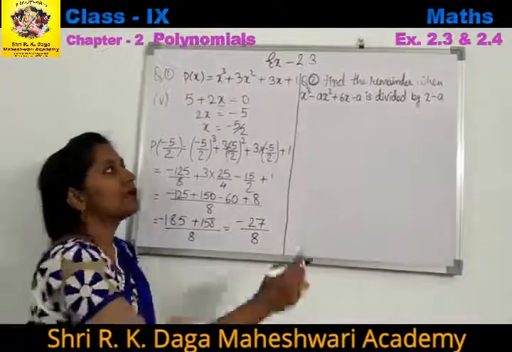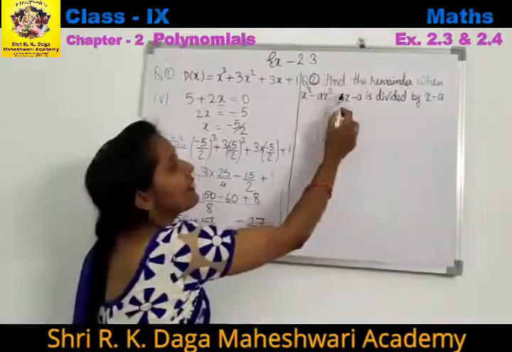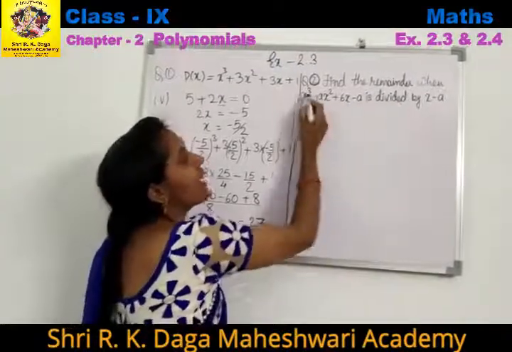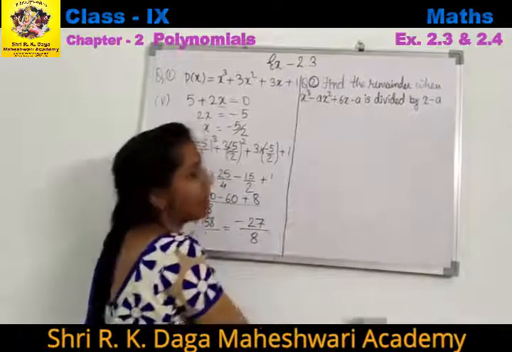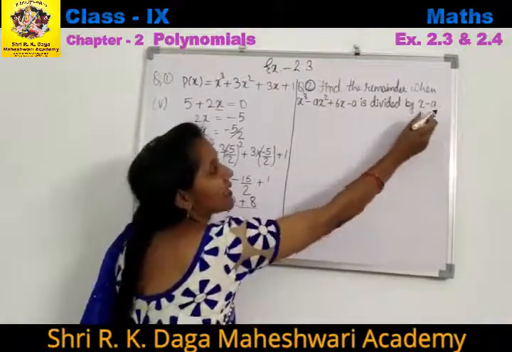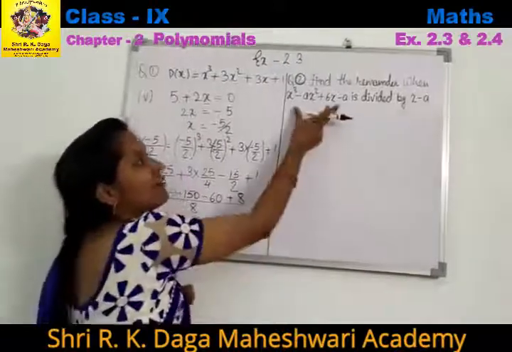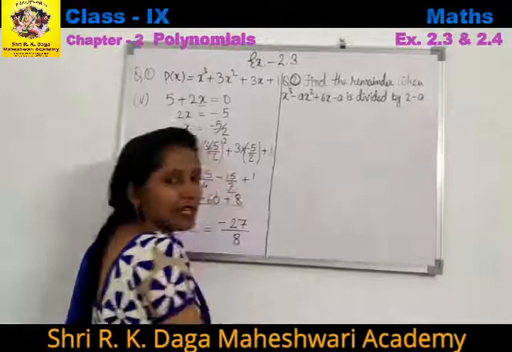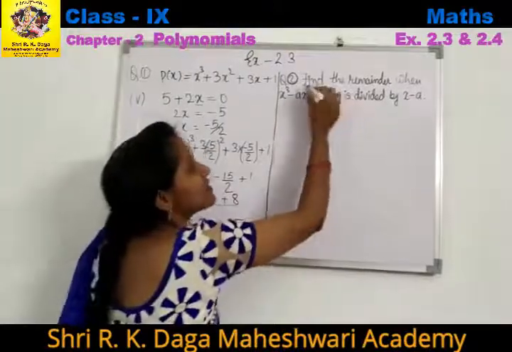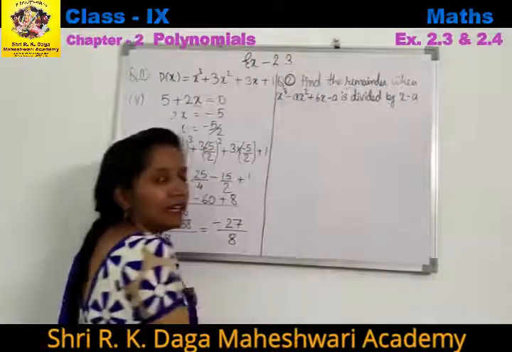Now question number 2 of this exercise is: find the remainder when x cube minus ax square plus 6x minus a is divided by x minus a. Again we have been given a polynomial. We have to divide this by x minus a and we just need to find the remainder.